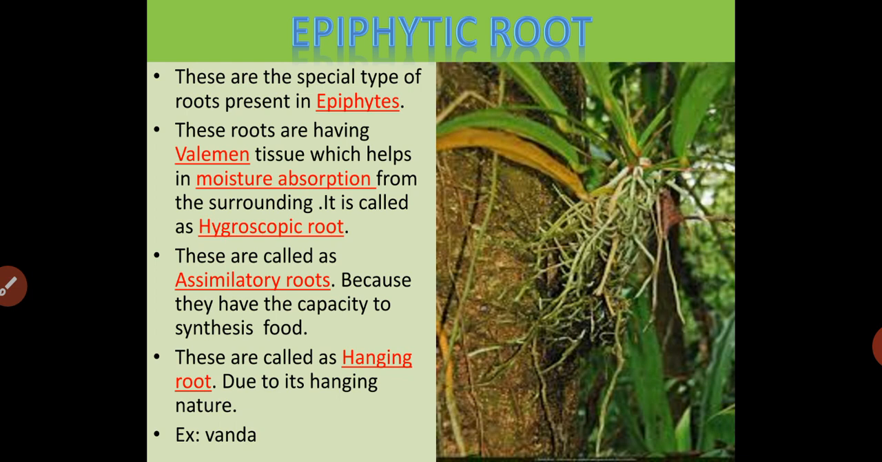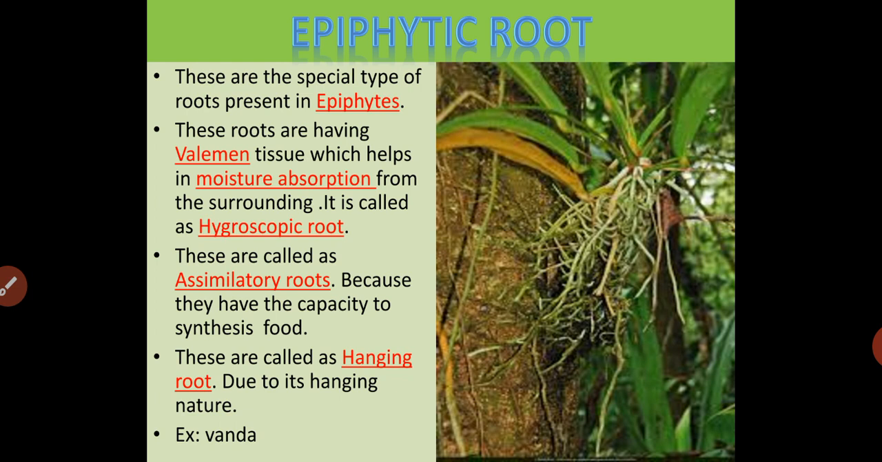Epiphytic roots are the roots which are produced in case of epiphytes. These roots are special in nature due to the presence of velamen tissue in them. The presence of velamen tissue helps the root to absorb moisture from the surrounding. These are hygroscopic in nature, that is absorbing water. So this condition is called hygroscopic, and the root is called the hygroscopic root.